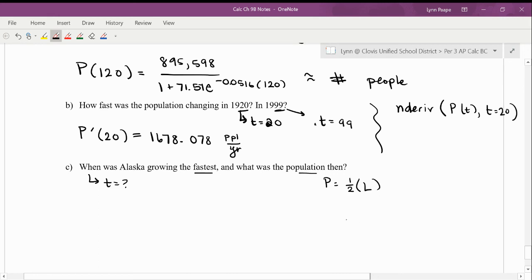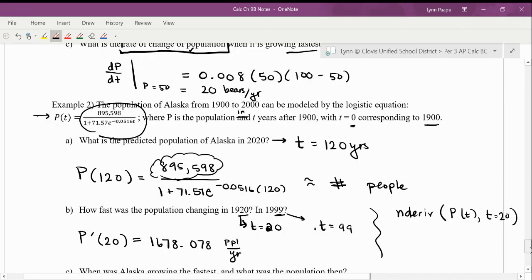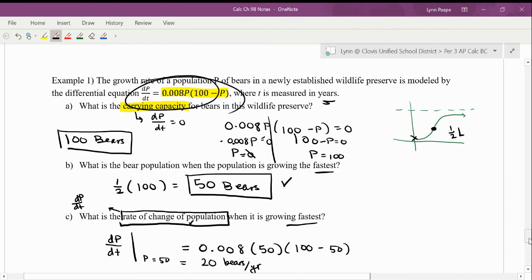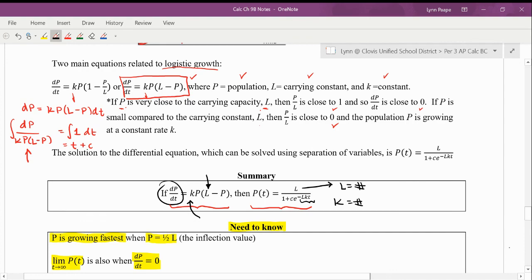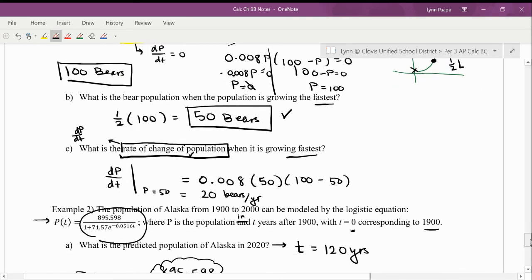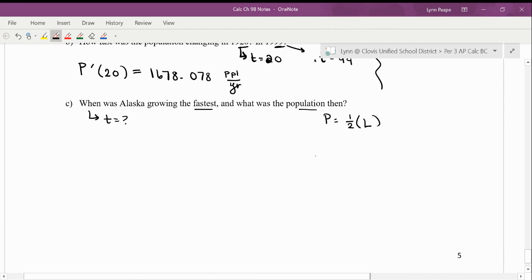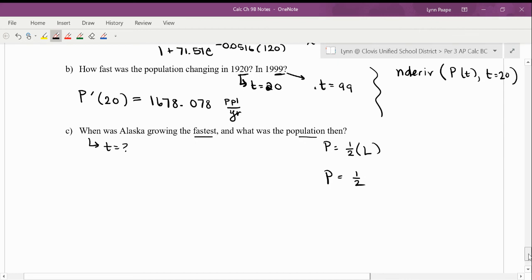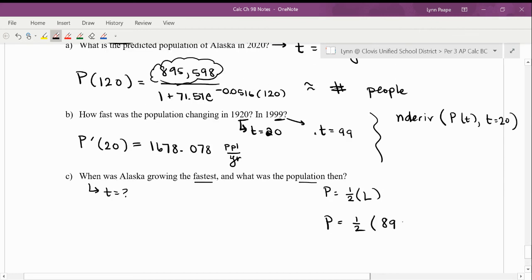Okay, so what was our L value? So this is our L value. And then how do I know that? So that's just going back to knowing how to use that formula, right? If I look here, my L value is that numerator, okay? So not something we have to have memorized, just knowing the pieces of it. So then that population would be 1/2 of 895,598, and that would be 447,799 people. So that's what the population is.